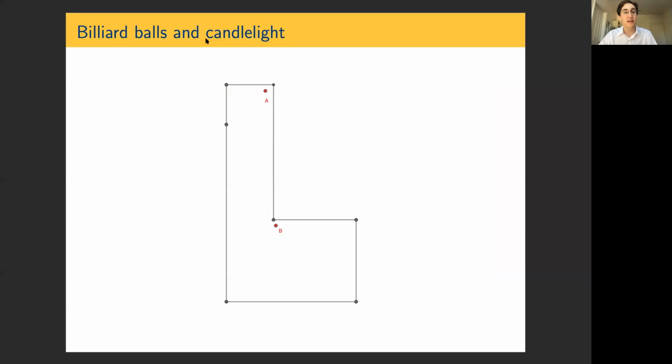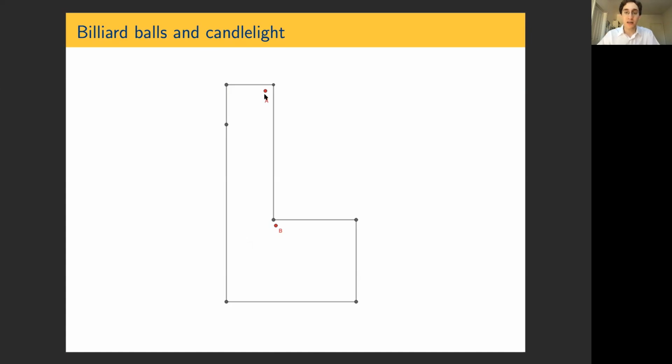Our work deals with a dynamical system called dynamical billiards. As the name suggests, this system can be interpreted in terms of the game of billiards. Consider a polygon like this L-shaped polygon that I've drawn here. This is going to be our billiards table.